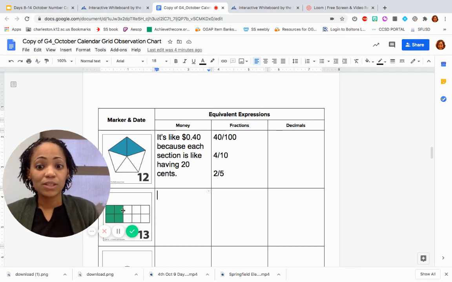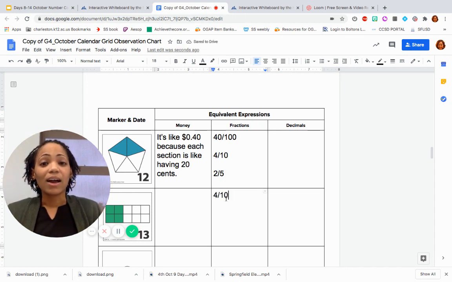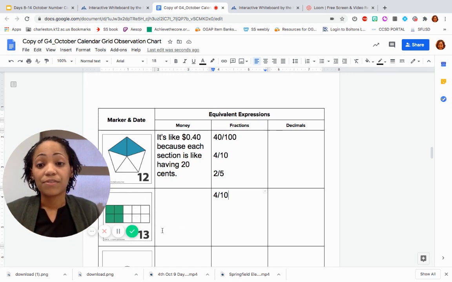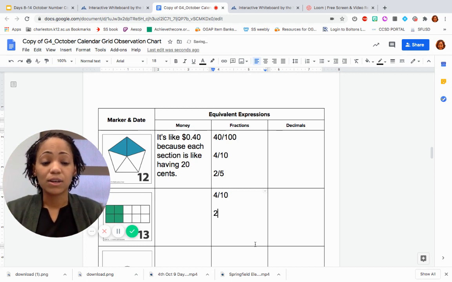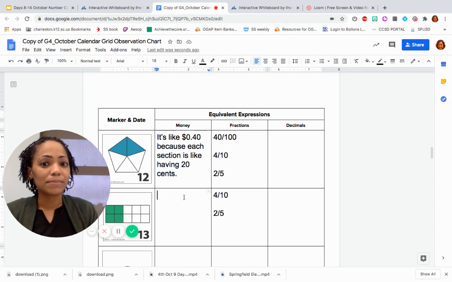Good. So each one of these represents a tenth of the whole shape. So if I have 4 of them colored in, that is 4/10. You got it. I also showed you the other day what it looks like if I were to take lines and separate this into 5 groups. So if that's the case, I have 4/10, which is equivalent or the same as saying that I have 2/5. Okay, so then let's think about how that's related to money.